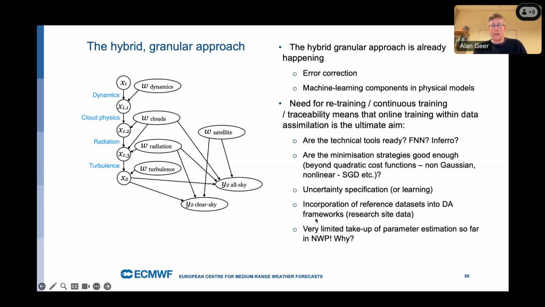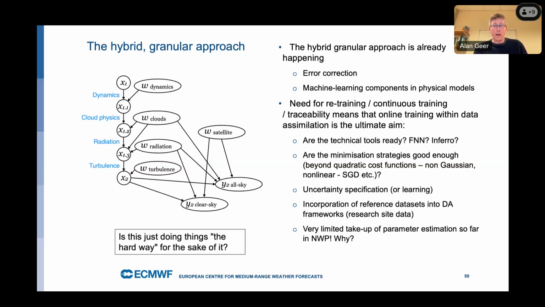That's a huge task. Just the same problem as I mentioned for the machine learning thing is that for all of these less well-known variables, we really need to start incorporating research site data and aircraft data and very special purpose measurements to get access to these important physical variables that we don't observe in other ways. And finally, parameter estimation, we've wanted to do it for a long time, but why has it been so hard? There are a lot of difficulties in doing this, so it's a really hard problem.